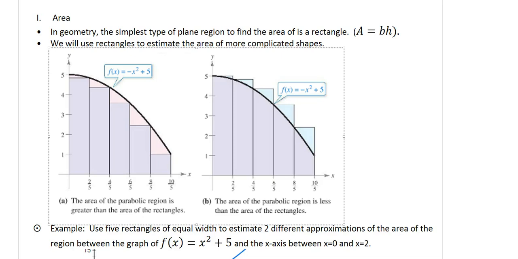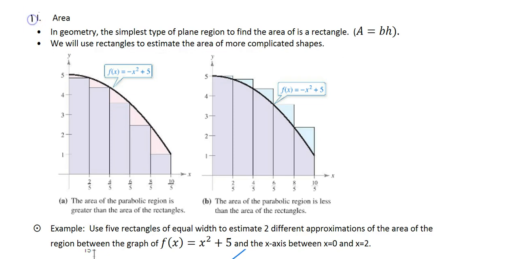Now, we discussed in section 1.1 how we would eventually be coming back to the idea that we can find the area under a curve using the area of rectangles and actually using that to approximate. So this is where we're going to take a look at that. So in geometry, the simplest type of plane region to find the area of is the rectangle, because the area is base times height. So basically, there's two different ways that you can do this.